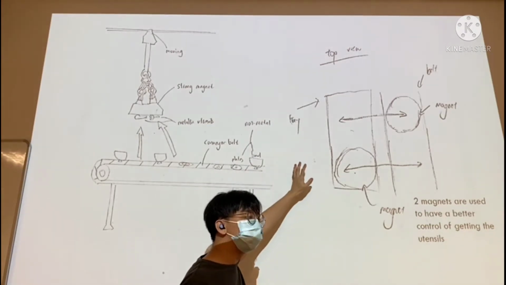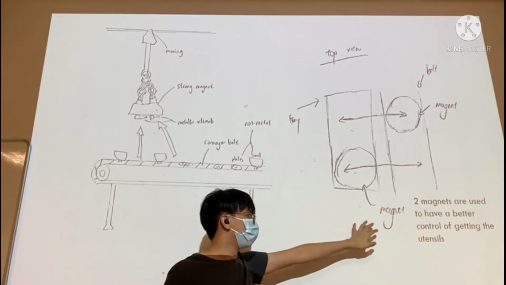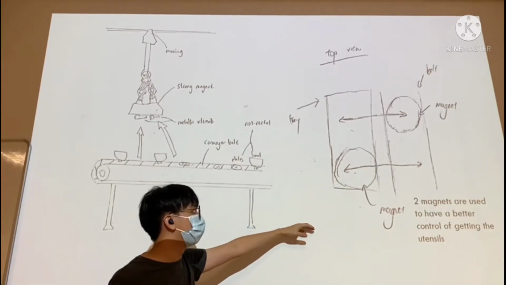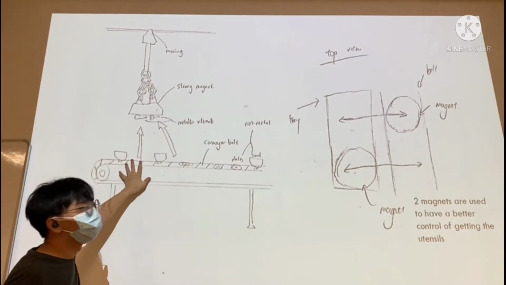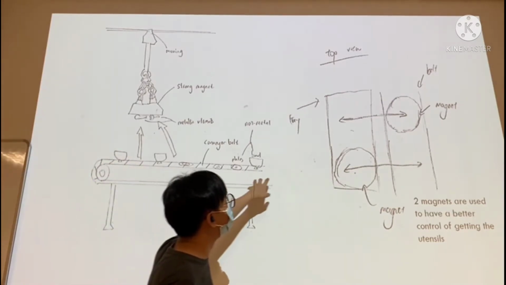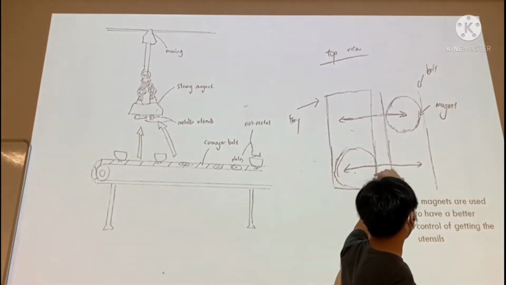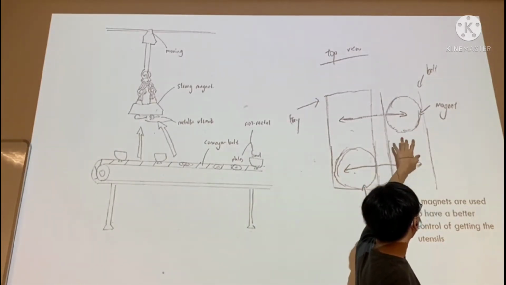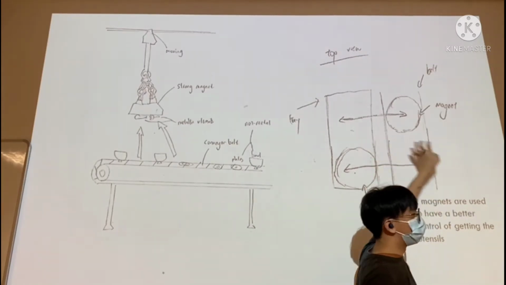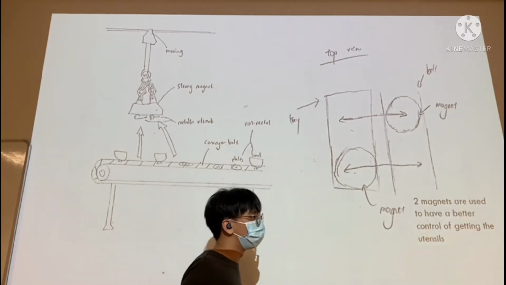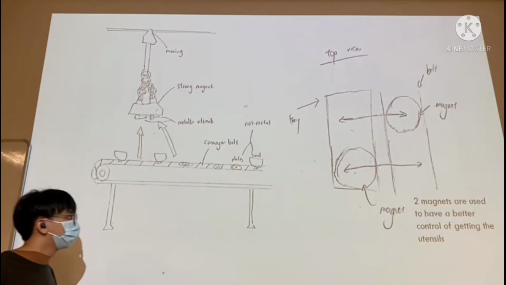From the top view over here, we can see that there are two magnets to have better control of getting a utensil. As you can see from this top view, it's not very efficient, but when you see it from the top, you can kind of guess how it looks, because there are two over here. Both magnets are going left and right, which will give a better range for them to suck up the metallic utensils. Next slide.